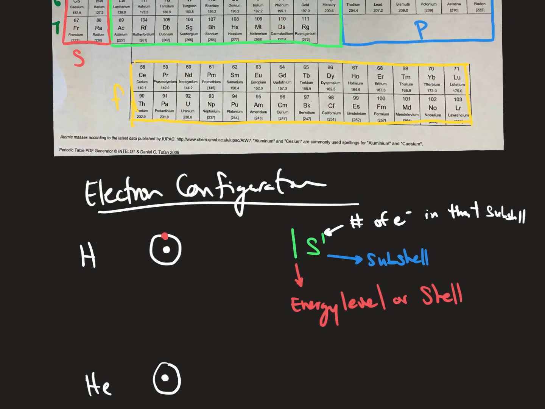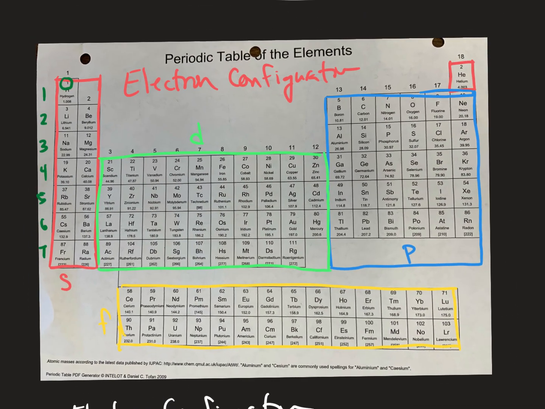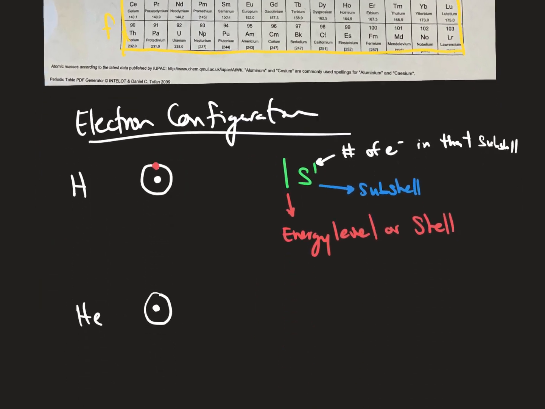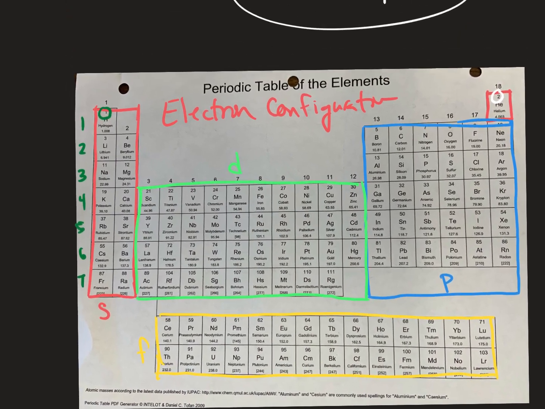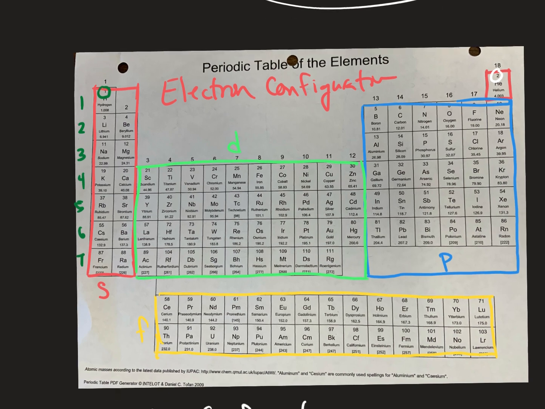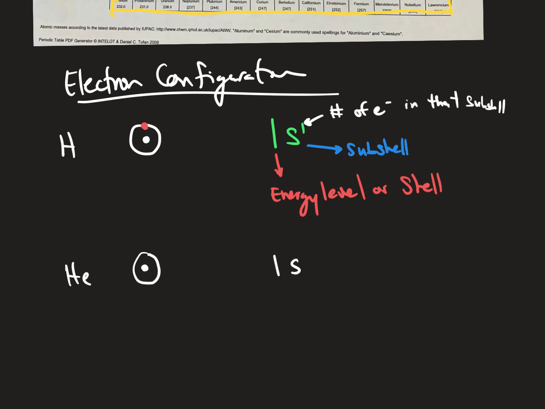How many energy levels do we need for helium? Just one. So the first two electrons are on energy level 1. So here it is, 1. And what subshell is helium a part of? S. So electron 1 and electron 2 are part of the S subshell. So we're going to say S, and there are 2 electrons. Okay?